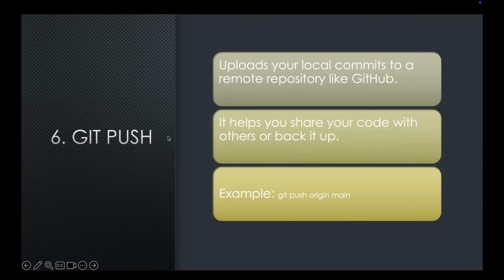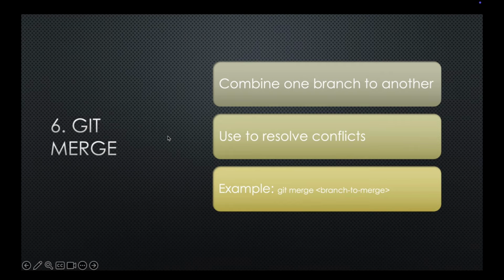So let's move to our next command, and the last command is git merge. It basically combines the changes of one branch into another branch. For example, if I am in branch A and I want the changes of branch B inside branch A, I use this command, and it is also used to resolve conflicts.